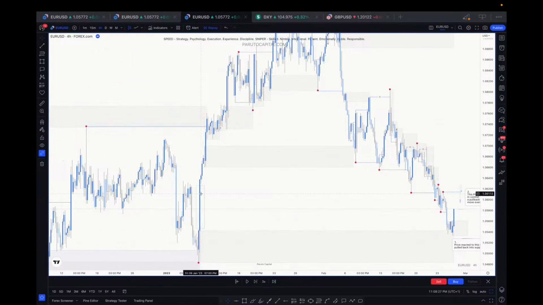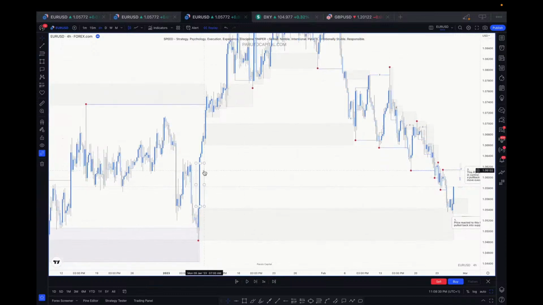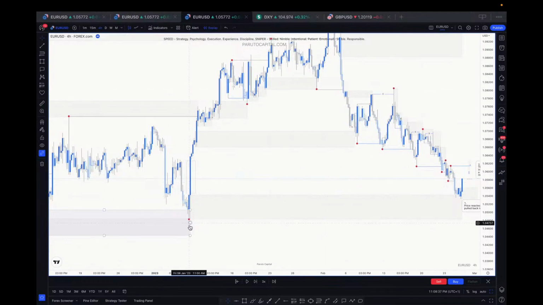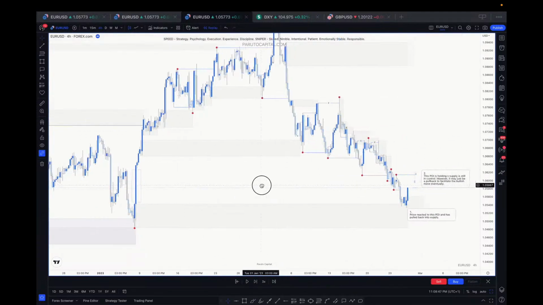This was around the 6th of January. Price left some sort of imbalance here, right? A lot of people call it different things, but price basically just left a lot of imbalance here. That means that after price pushed violently, if I may use the word, from this zone, price didn't really return to mitigate this zone, didn't retest it.